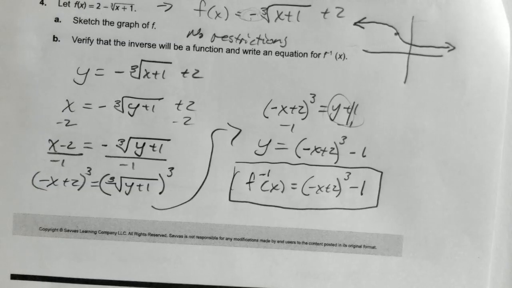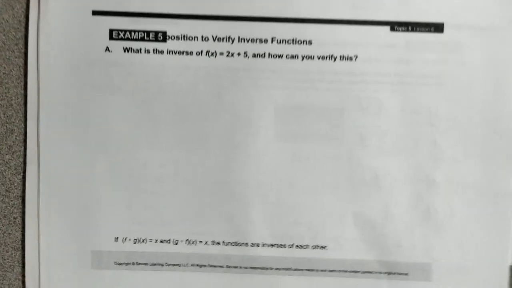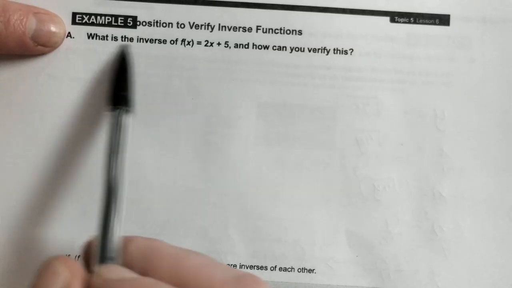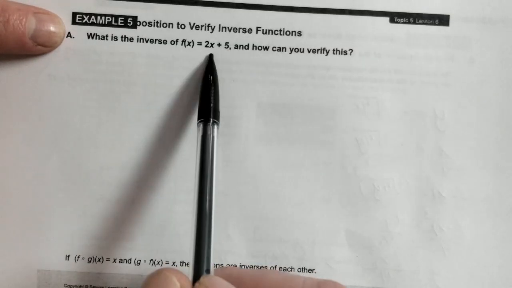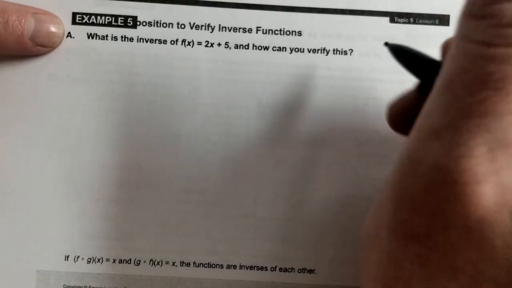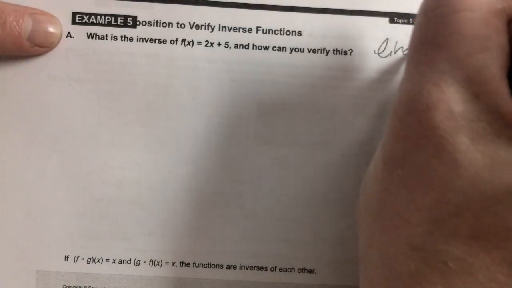All right. Let's do another one here. One more real quick, and then we're going to get to some good stuff. All right. What is the inverse of this guy? What is the shape of 2x plus 5? It's a line. It's linear.